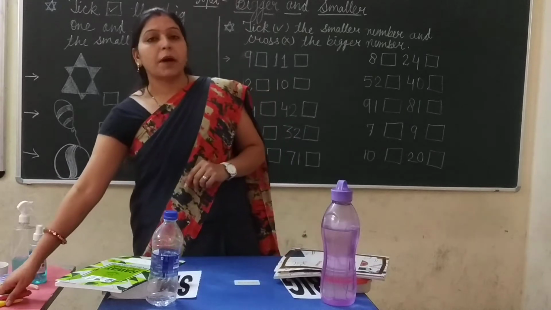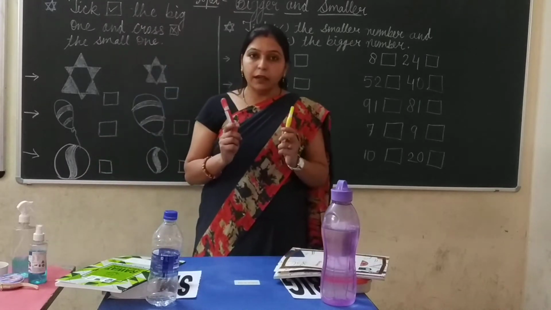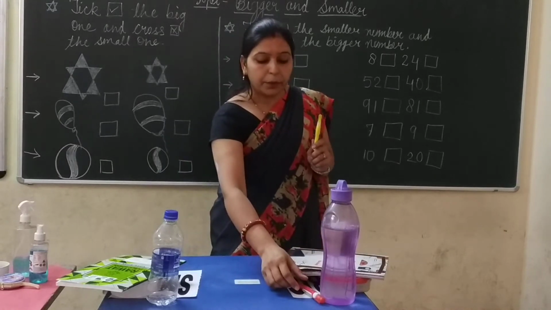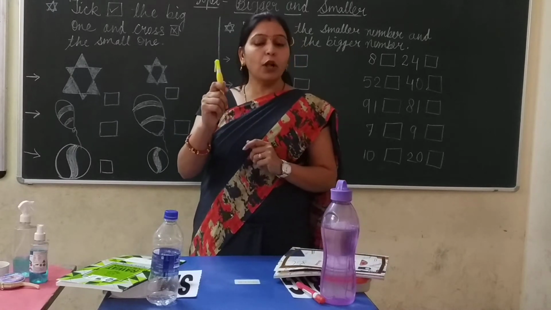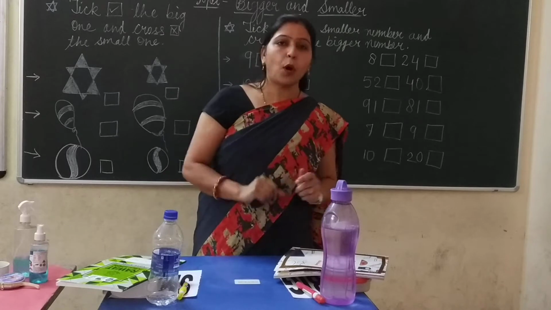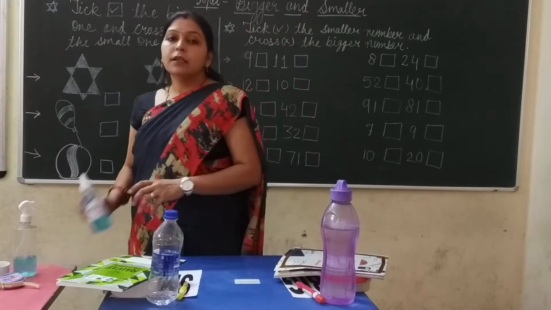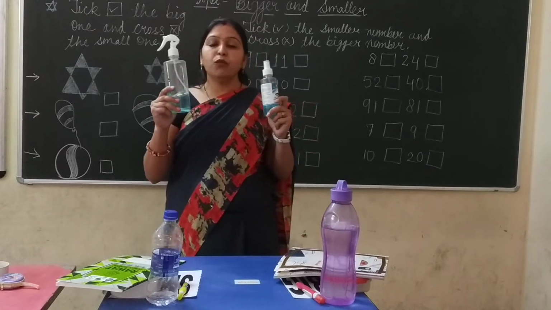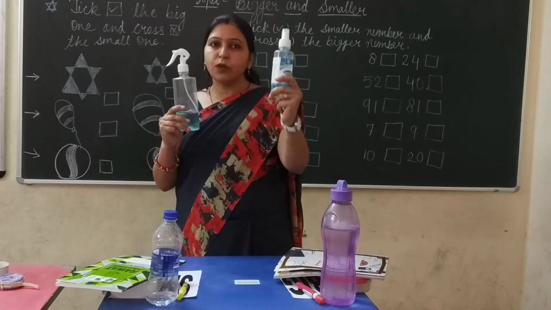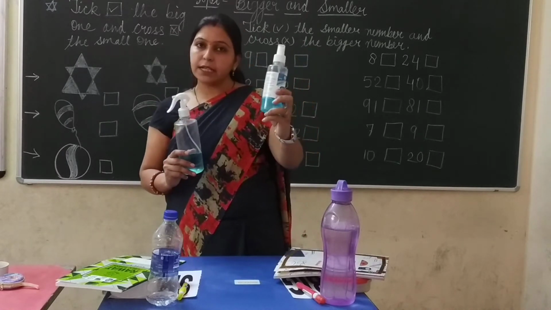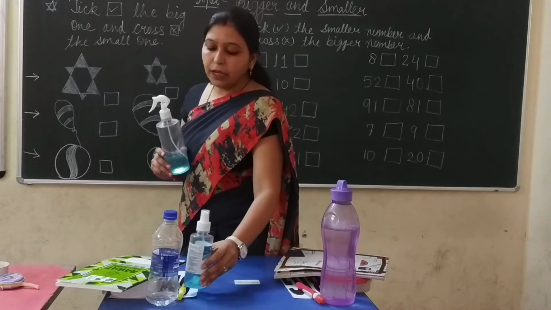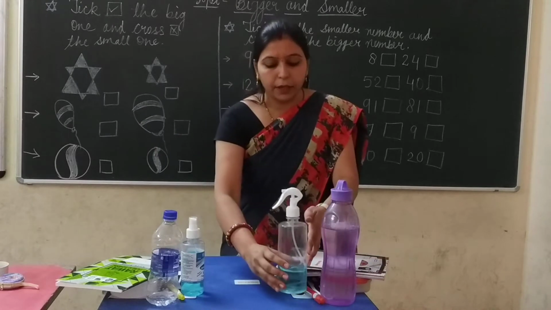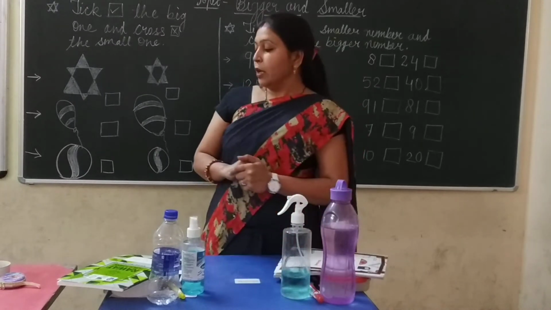Next, these are markers. Which one is big? Yes, this one is the big marker. So we will keep it here. And this is small. That's why we will keep it here with the small tag. Next, sanitizers. Yes, which one is small? Tell me, which one is small? Yes, this one. This is a small sanitizer bottle. So we will keep it here with the small tag. And this is a big bottle. That's why we will keep it here with the big tag.